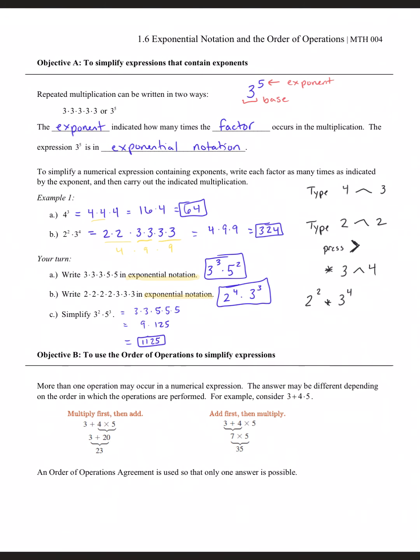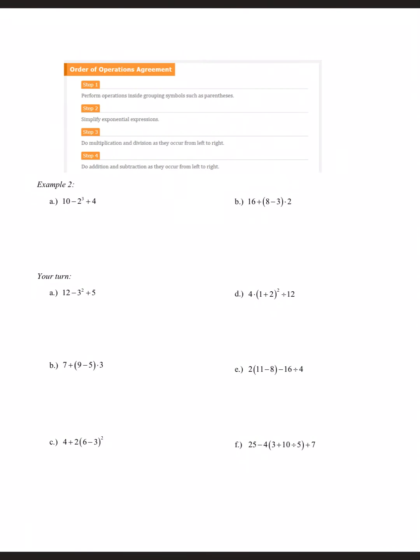So for example, if we're taking 3 plus 4 times 5, here we're multiplying first, here we're adding first, and you're getting 2 different answers. So what the order of operations says is you have to keep the order consistent no matter which problem you're working in. And so let's go ahead and look at those on the next page.